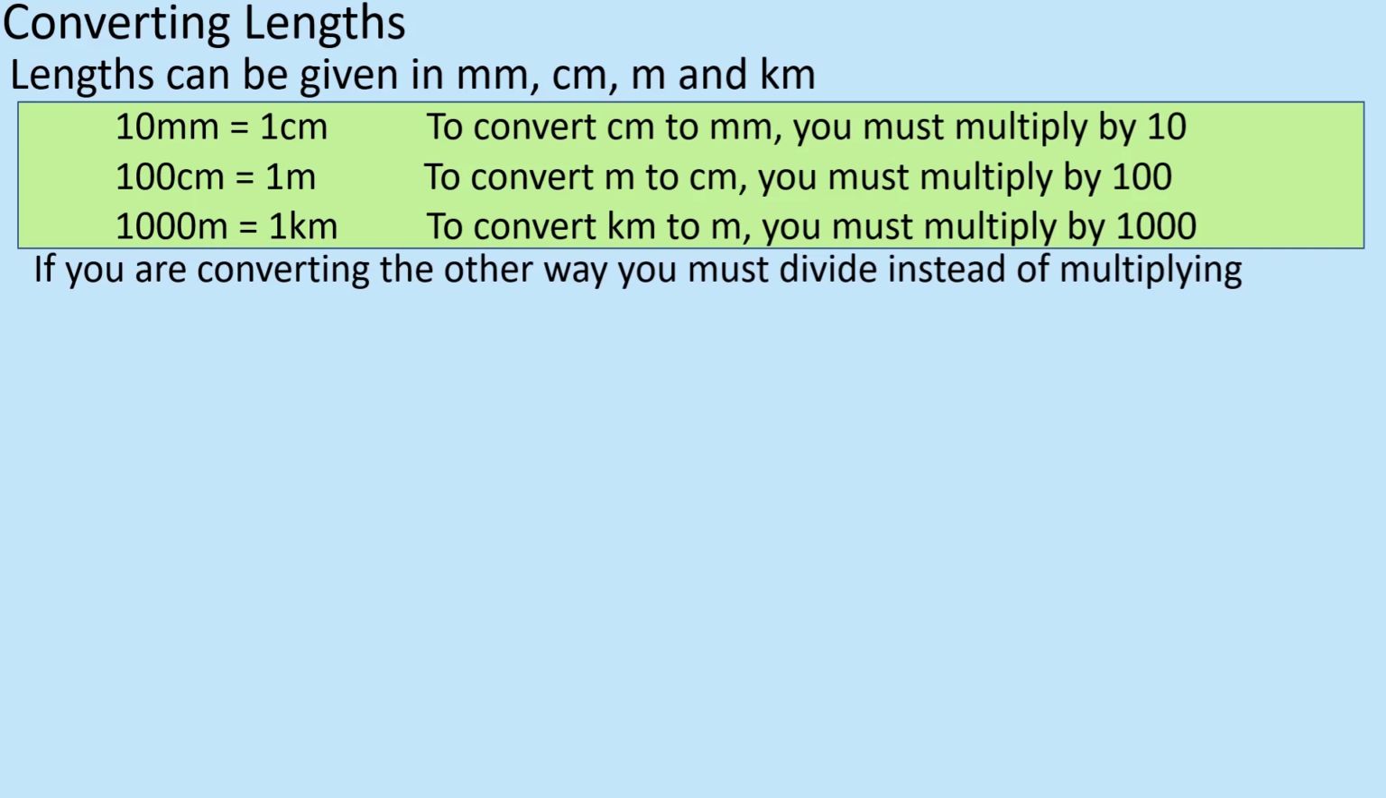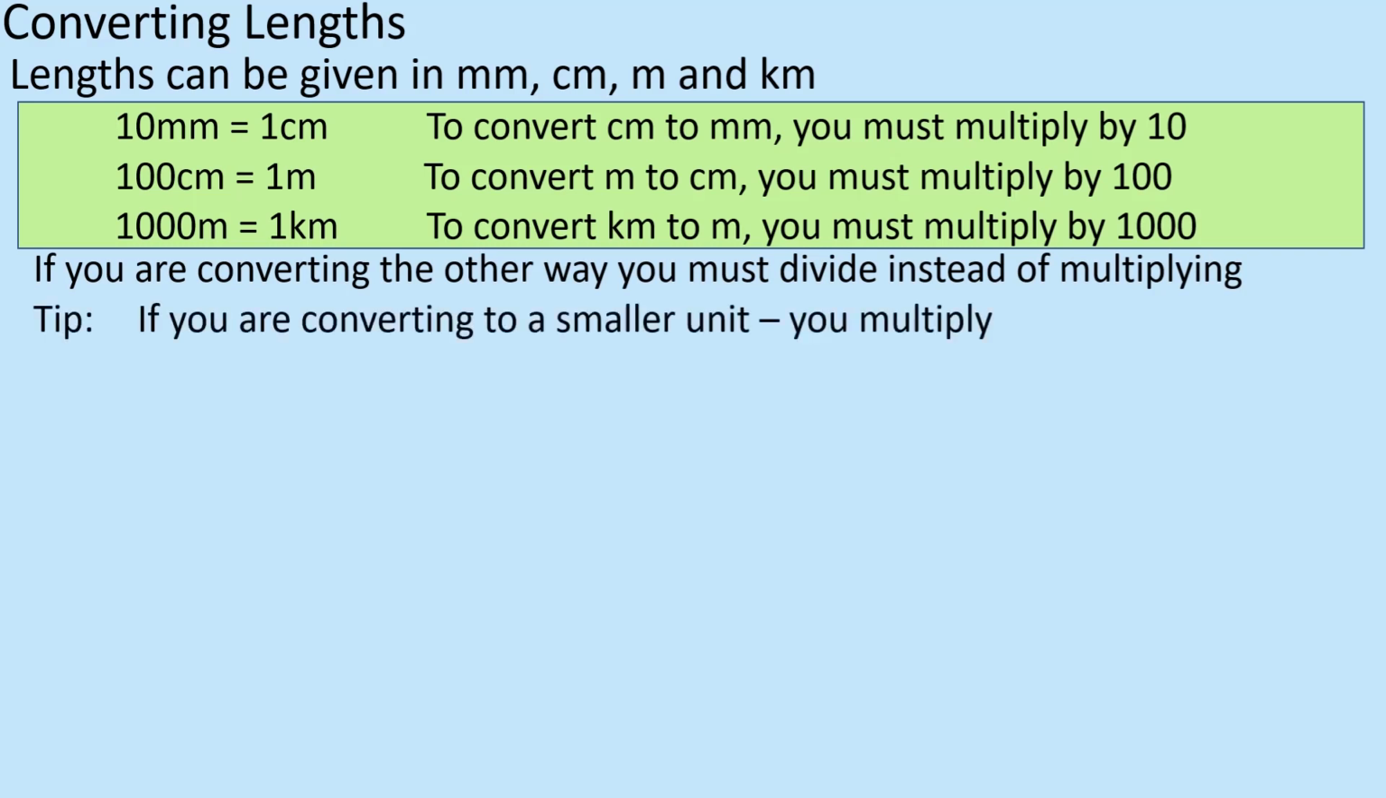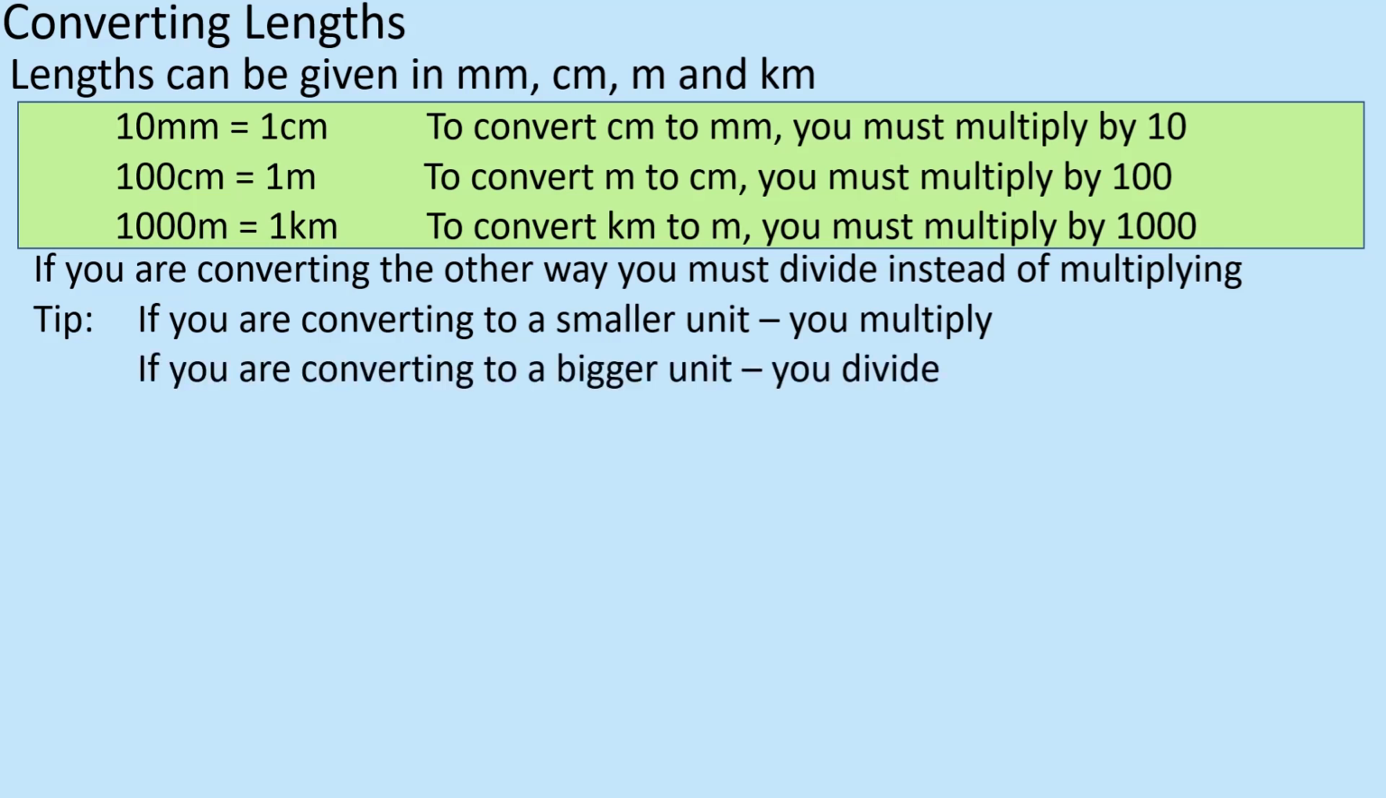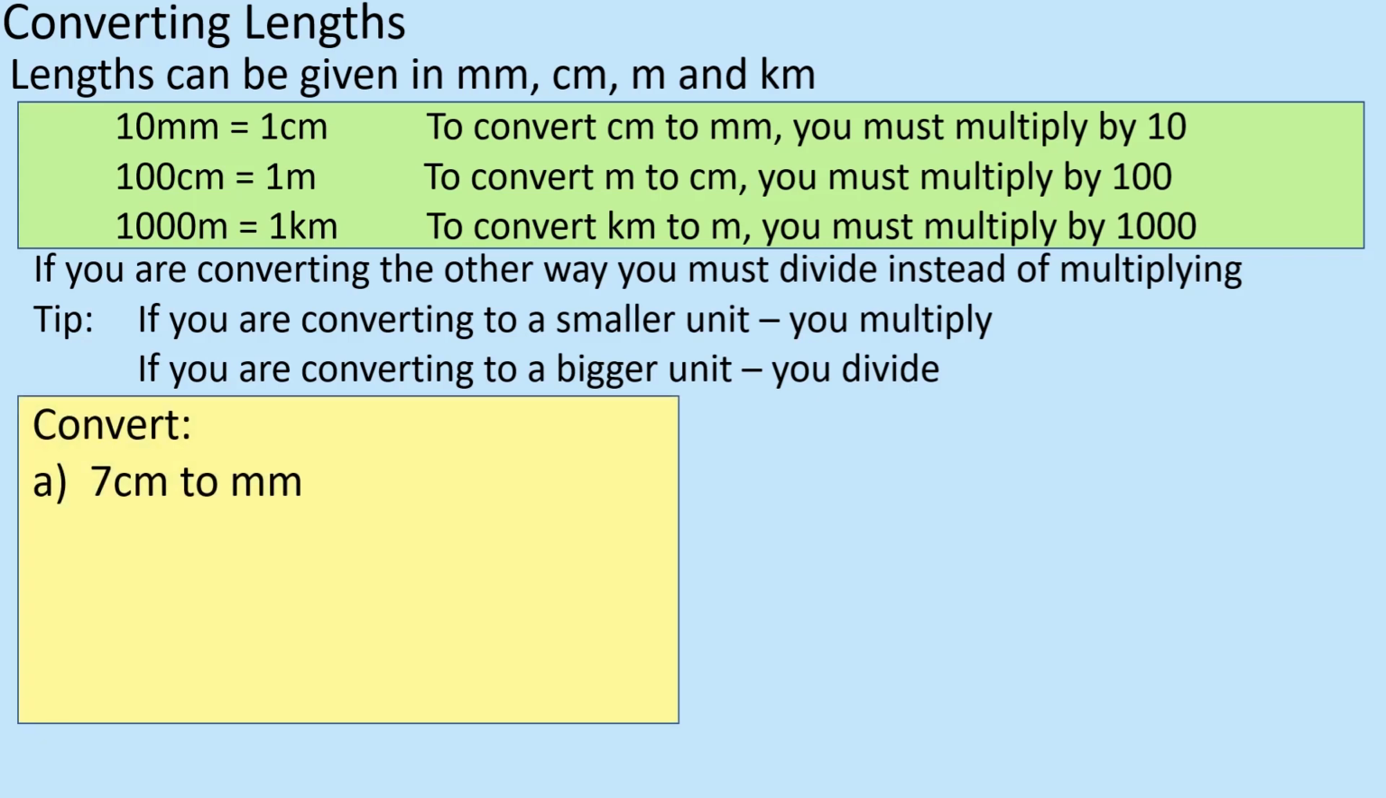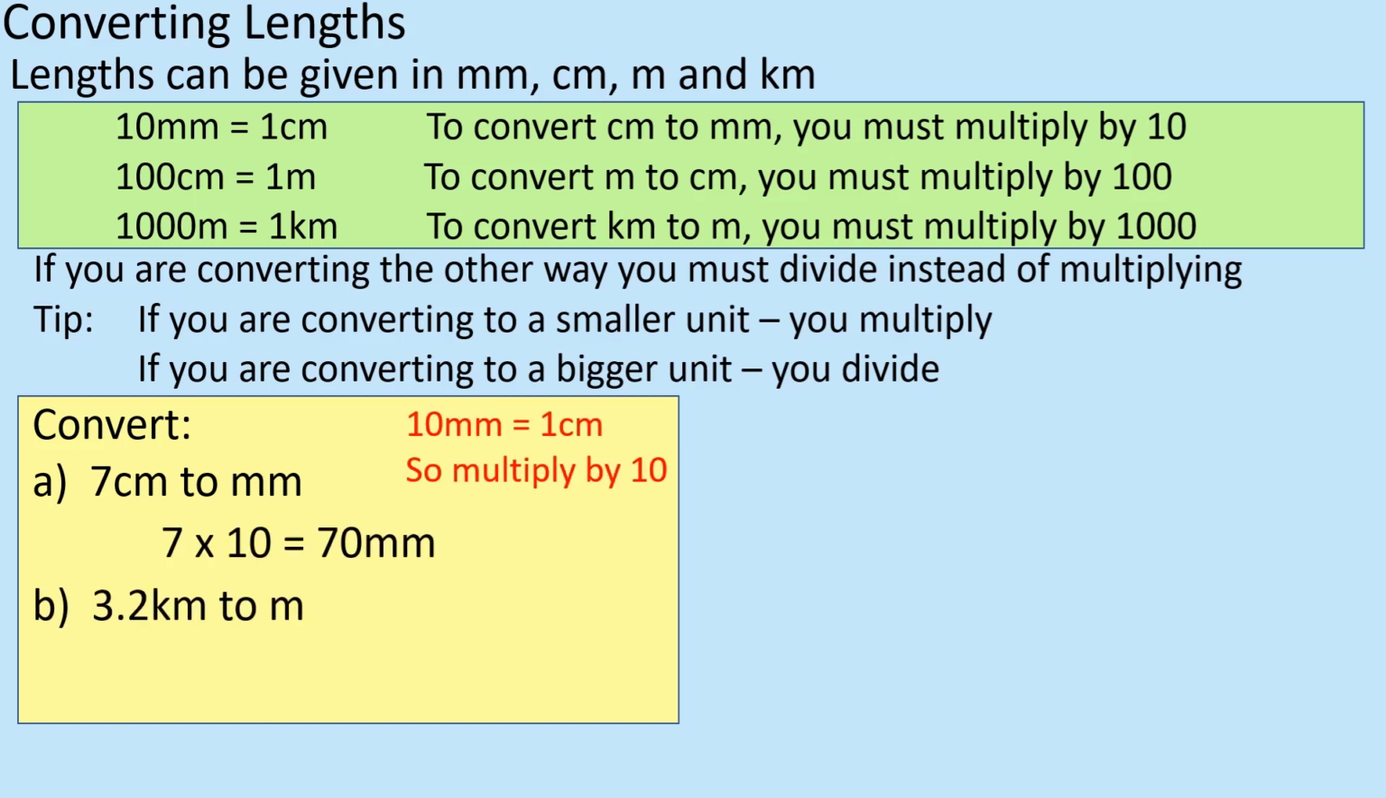If you're converting the other way around, then of course you just need to divide. But a big tip for you, and you'll see this mentioned when I talk about converting square and cube numbers: if you convert to a smaller unit, you multiply. If you convert to a bigger unit, you divide. So 7 centimetres to millimetres, the conversion is 10, and because my unit is getting smaller, I'm going to times. So 7 times 10 is 70.